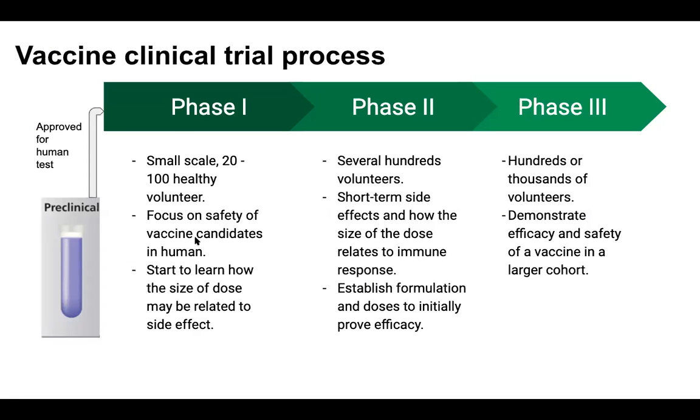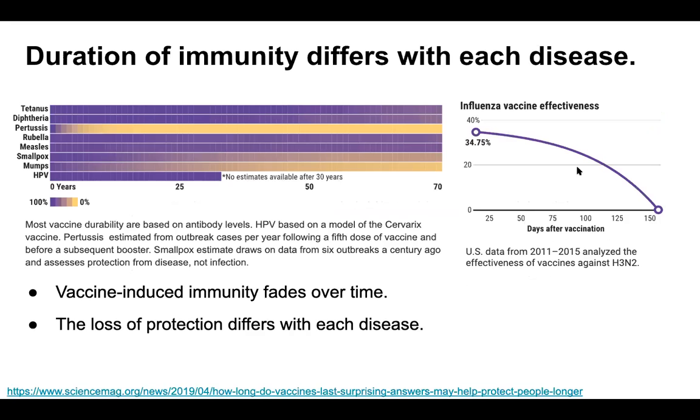is basically you start with small scale healthy volunteers and focus on safety and learn about dosing. Phase 2 is several hundred volunteers to try to figure out side effects and establish formulation. And then phase 3 is 100,000 volunteers to see if it actually works.